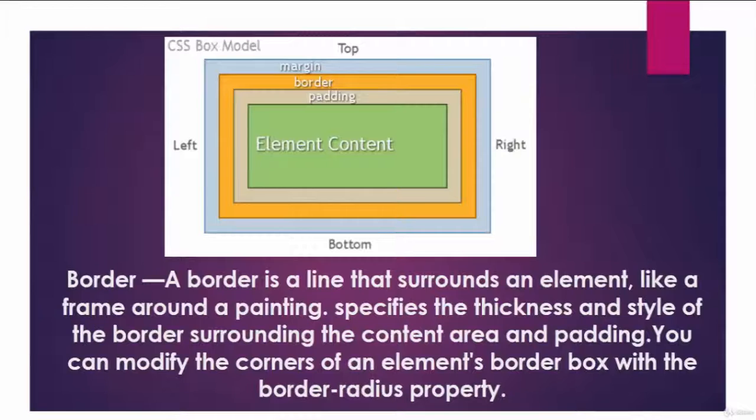Next, we have the border. A border is a line that surrounds an element, like a frame around a painting. It specifies the thickness and style of the border surrounding the content area and the padding. You can modify the corners of an element's border box with the border radius property.